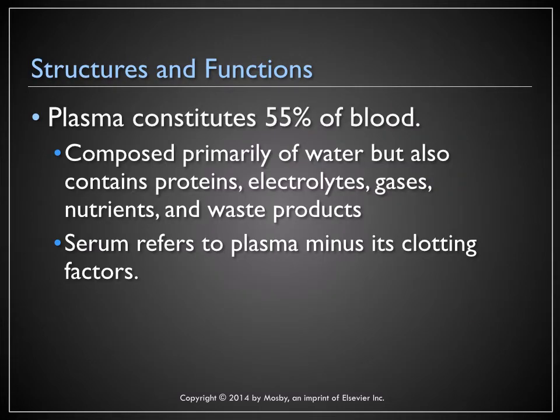This is a repetition. So plasma constitutes 55% of blood, and is composed primarily of water, but also contains proteins, electrolytes, gases, nutrients, and waste products. Serum refers to plasma minus its clotting factors. You have something called plasma proteins. When you look on the labs, you see albumin, globulin, and clotting factors. These are all plasma proteins.